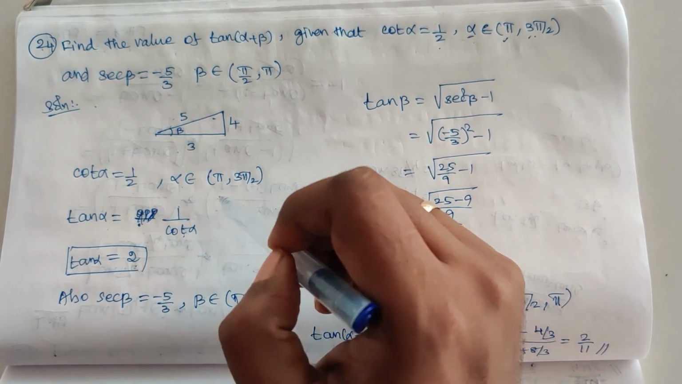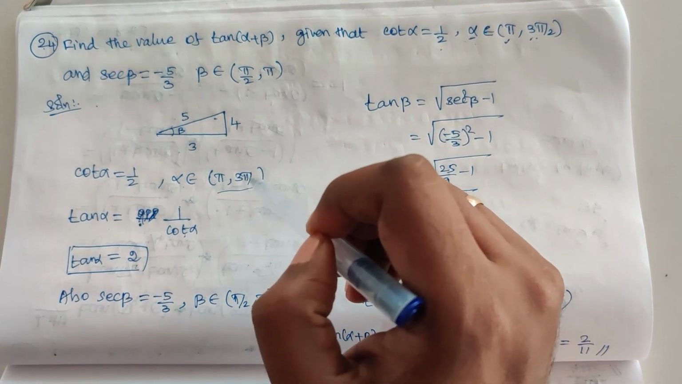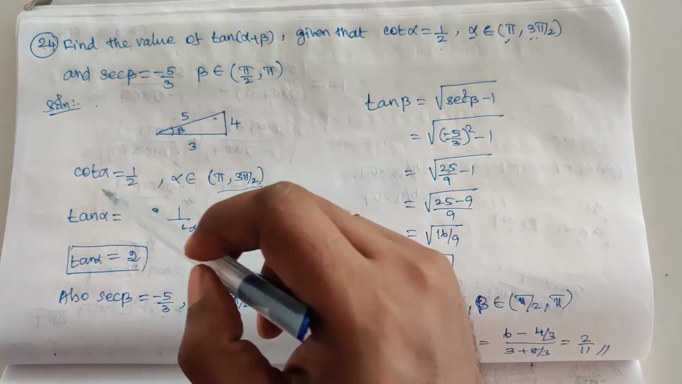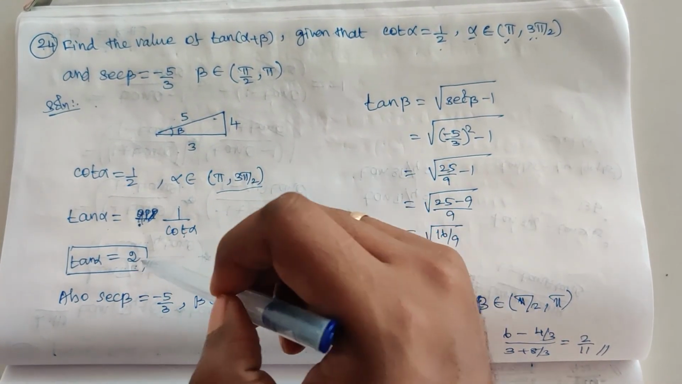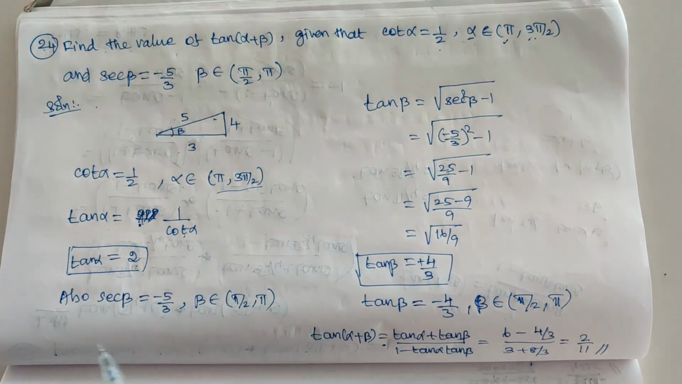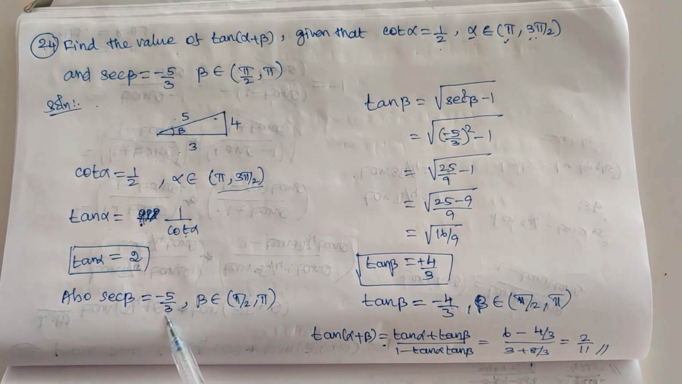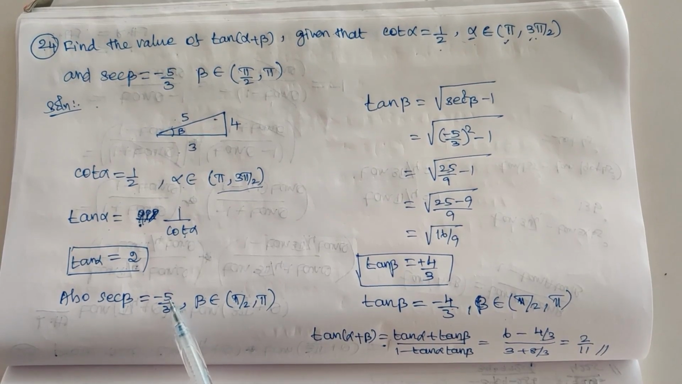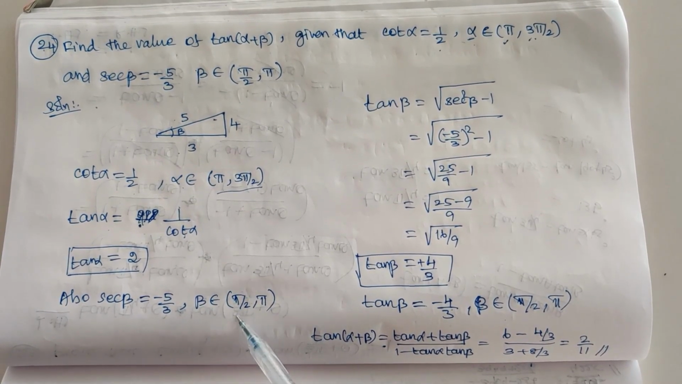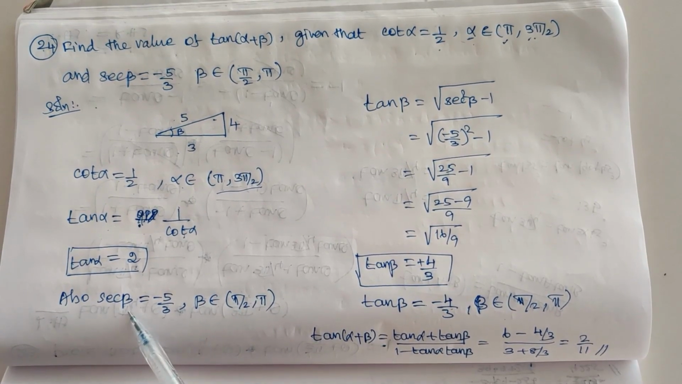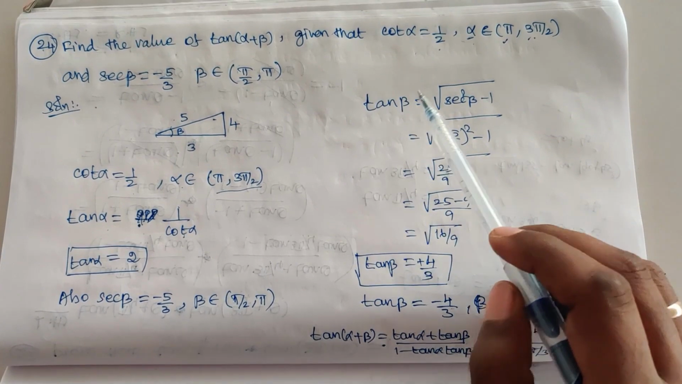So 2, which is in (pi, 3pi/2), which quadrant? Third quadrant, where cot and tan are positive. So 2 is the answer. The next, secant beta is equal to minus 5/3. Where should beta be? In the second quadrant, between pi/2 and pi. So secant is negative. Now we need tan beta.